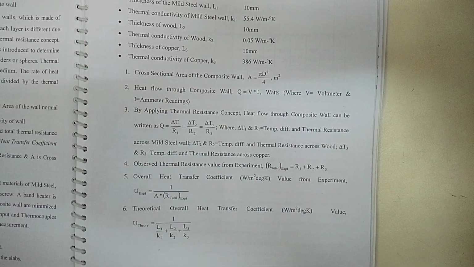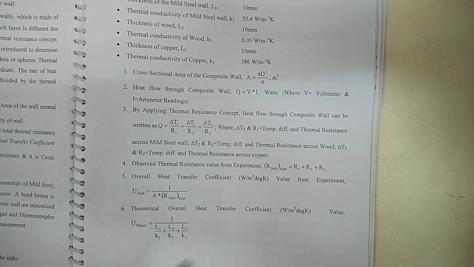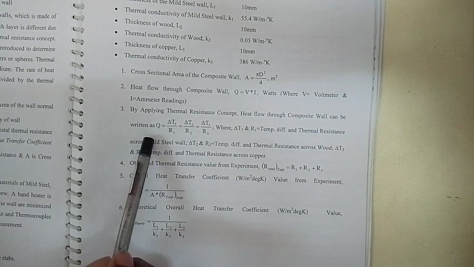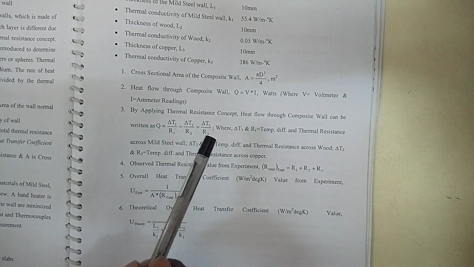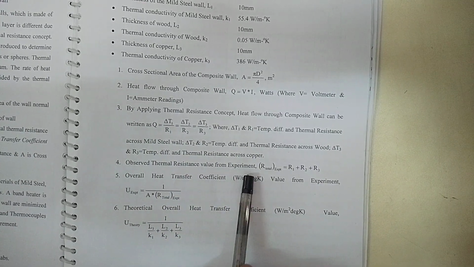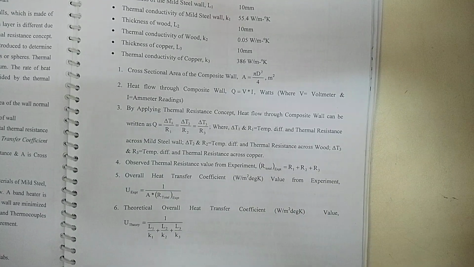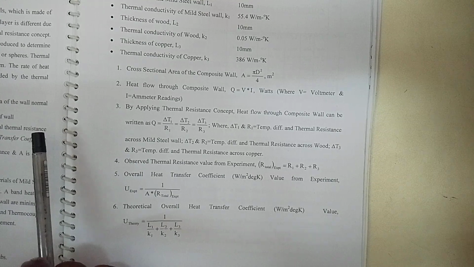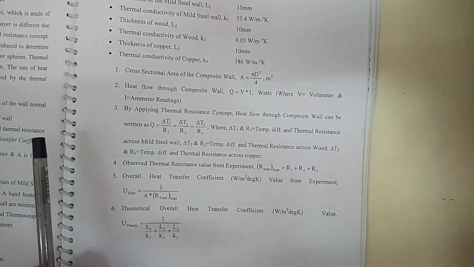From that you get the temperature differences, and from those temperature differences and the heat being passed through the composite wall, we can find the R1 value. Once we find the R1 value, we have the observed thermal resistance values from the experiment, that is R1, R2 and R3. So we are going to add all of those, and you get the total resistance.